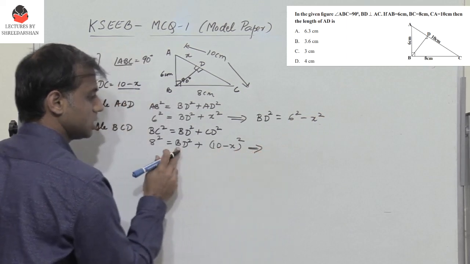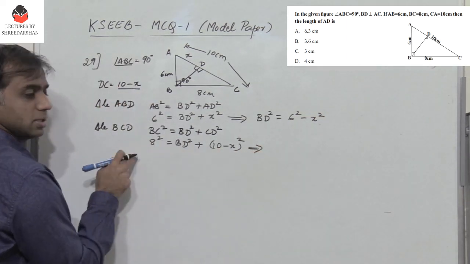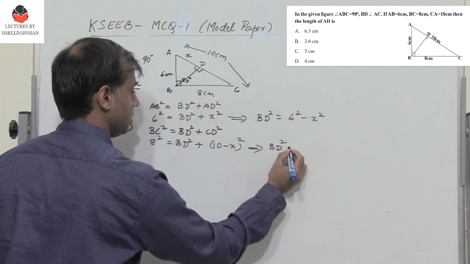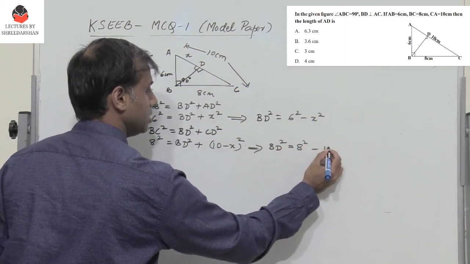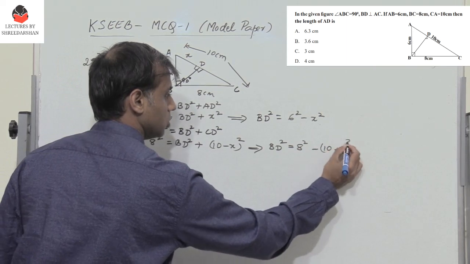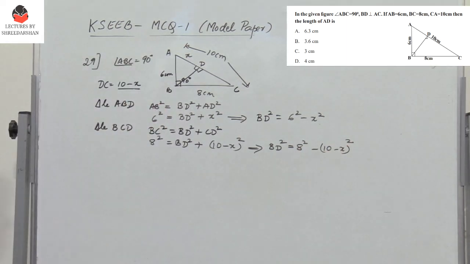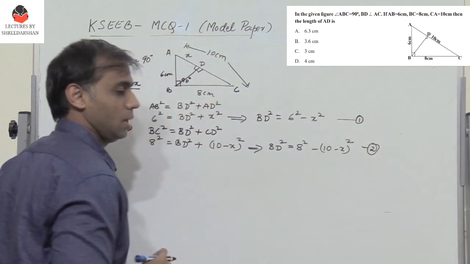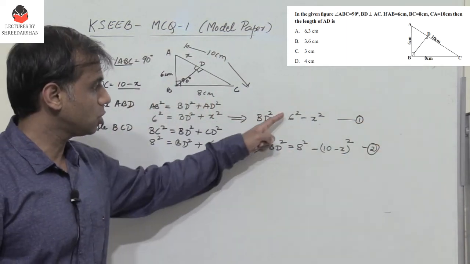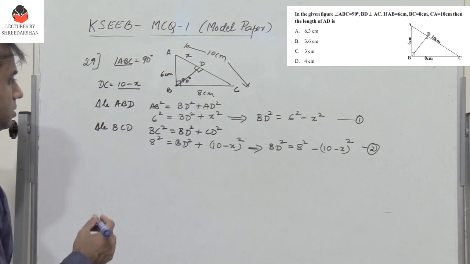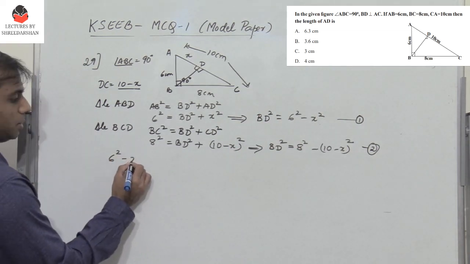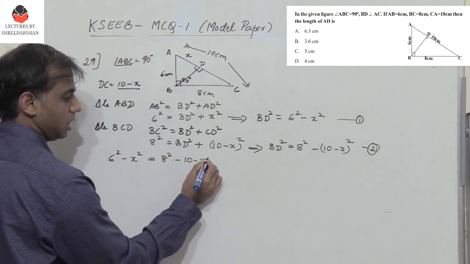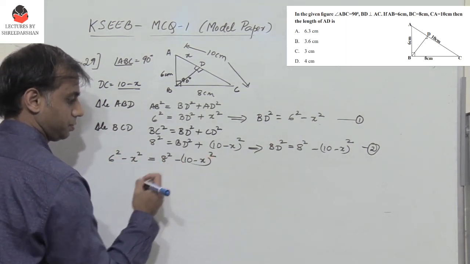And from this expression, what is BD square? 8 square minus 10 minus X the whole square. So therefore, BD square equals 8 square minus 10 minus X the whole square. Now if I consider these two equations, call this as 1 and 2, I find that the LHS are equal, so I equate the RHS. So we have 6 square minus X square equals 8 square minus 10 minus X the whole square.